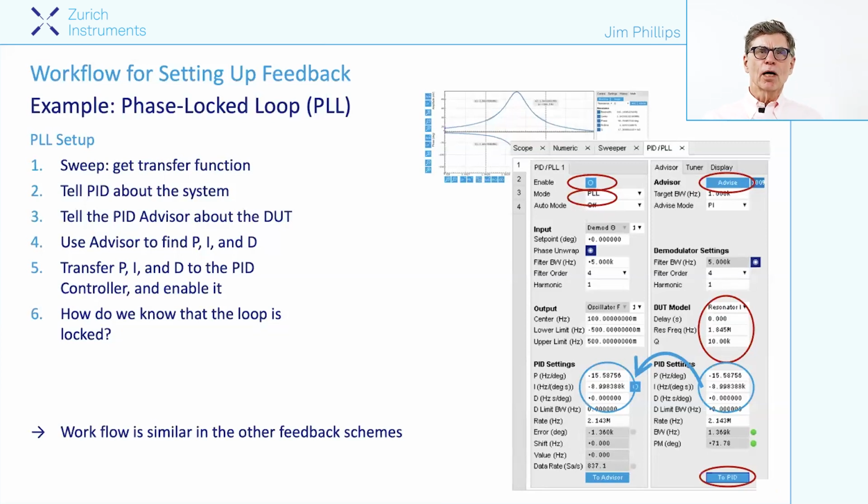Once you are in that state, you want to know if you're locked and how well you're locked. So there's a lock indicator. And if that's not enough, you can plot the resonance frequency as a function of time. The various tools you can use to test that lock.